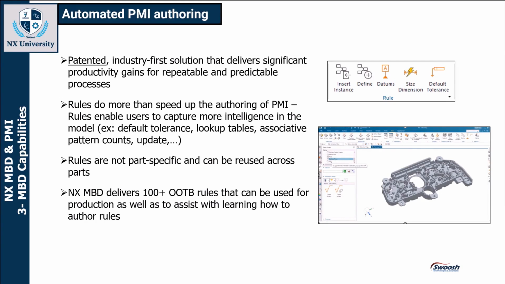We do have rules that do more than speed up authoring of the PMI. These rules are going to enable a user to capture more intelligence in the model. We can apply default tolerance, lookup tables, associative pattern counts, updates, etc. So using these rules is going to save you a lot of time. When you have a complex model, run one of those rules and it can quickly interrogate that model and apply some of these different PMI to the part very quickly.